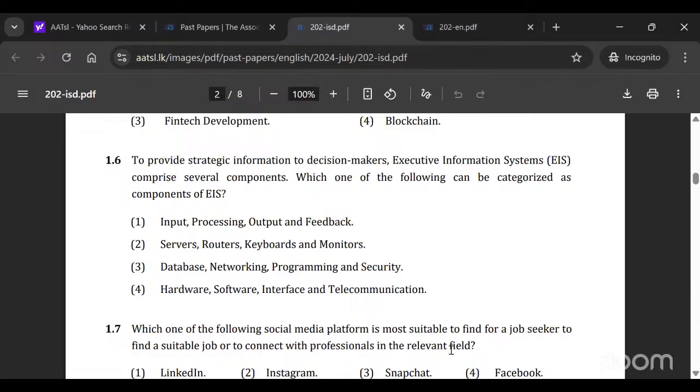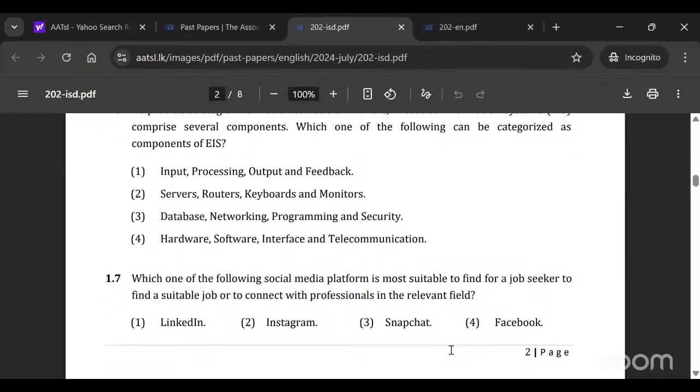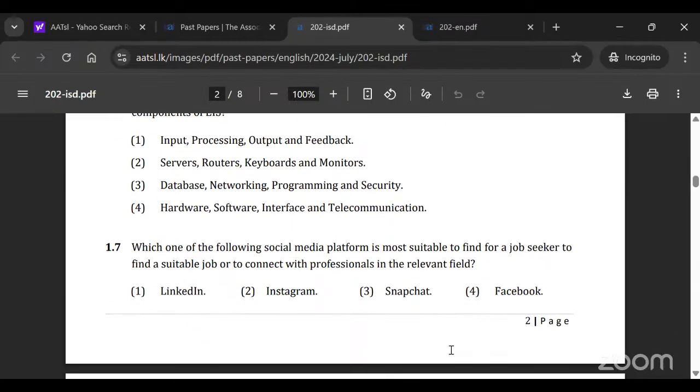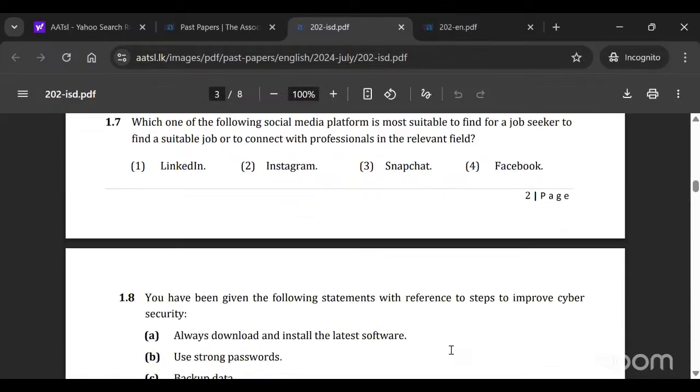Which one of the following social media platforms is most suitable for job seekers to find a suitable job and connect with professionals in the relevant field? Professional network, LinkedIn, Instagram, Snapchat, Facebook. What do you think? LinkedIn. LinkedIn is a professional network, right? Many job seekers are using LinkedIn to find their jobs, right? Instagram, Snapchat, and Facebook are just end-to-end communication methods.